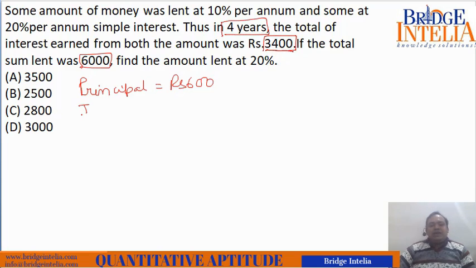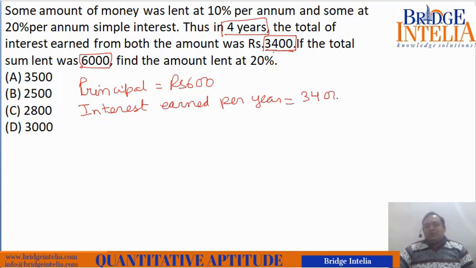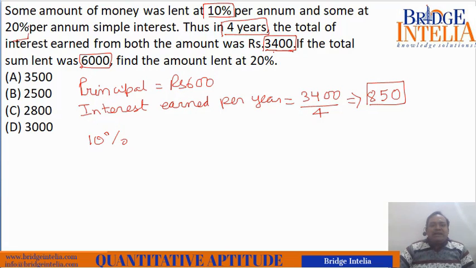So interest earned per year. Please remember, this 3,400 you have earned in 4 years. So interest earned per year should be equal to 3,400 divided by 4. So this comes out to be 850. So see, some money was lent at 10%. Some was lent at 20%.